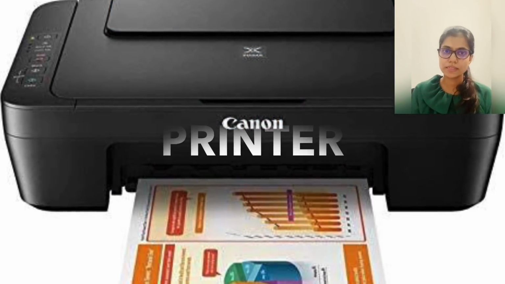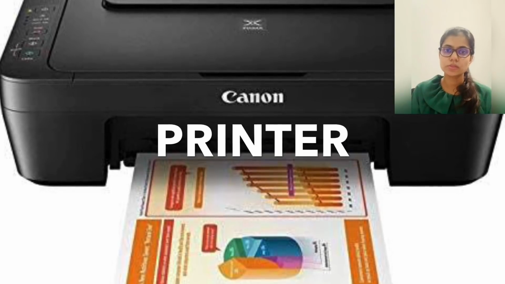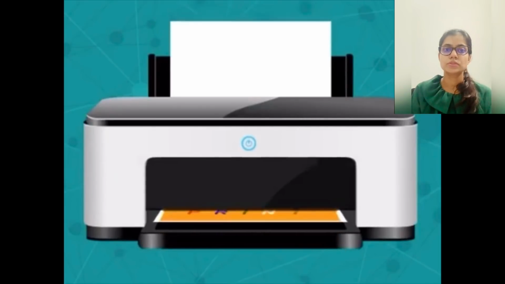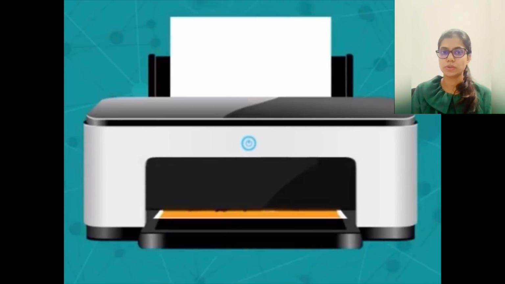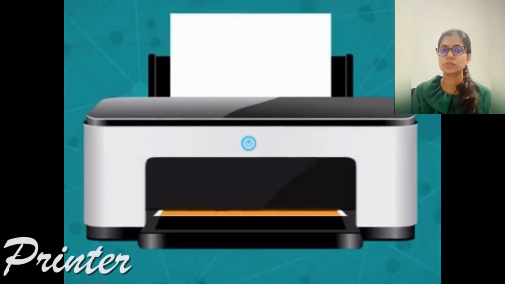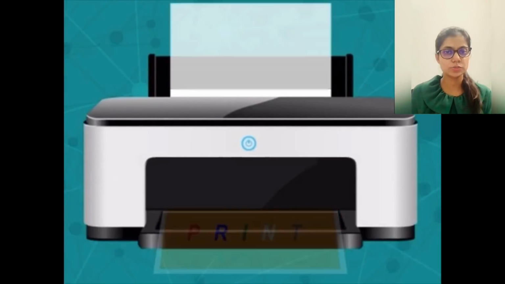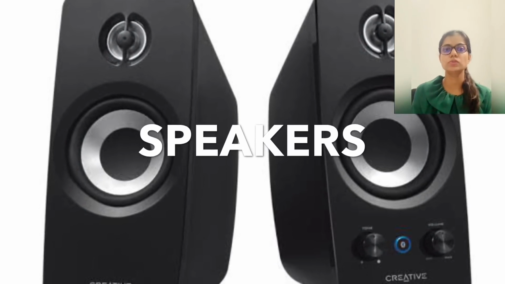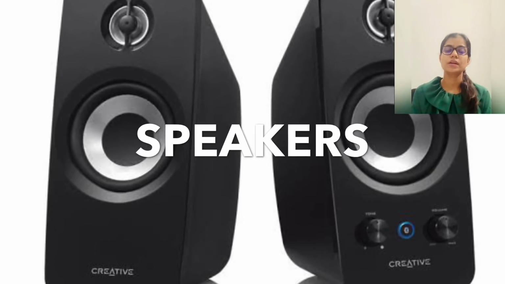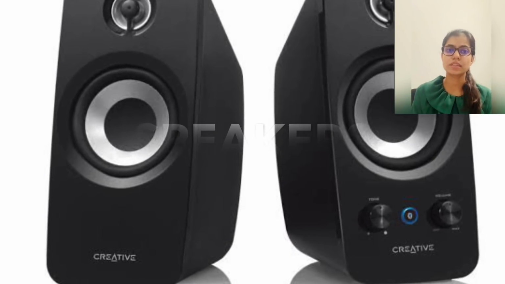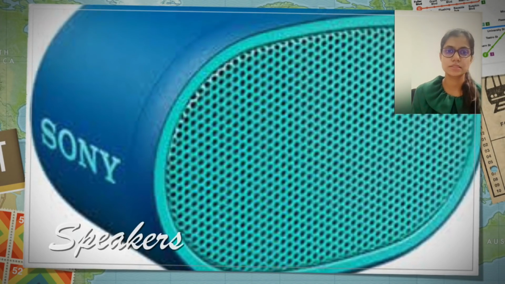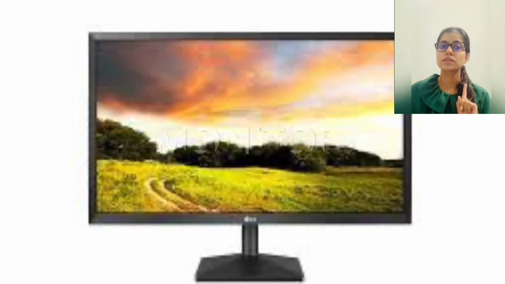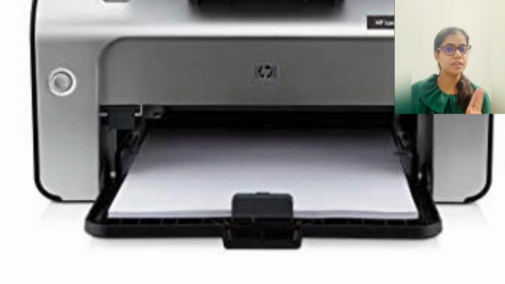Our next output device is printer. Printer gives us the result or information in a printed form or on a paper. So it is also known as output device because it is giving us output in the form of hard copy. Our last output device is speakers. Speakers are used to hear music or sound stored in the computer system. It is an output device because it is giving us the result in the form of sound. So here we talked about 3 output devices: monitor, printer and speakers.